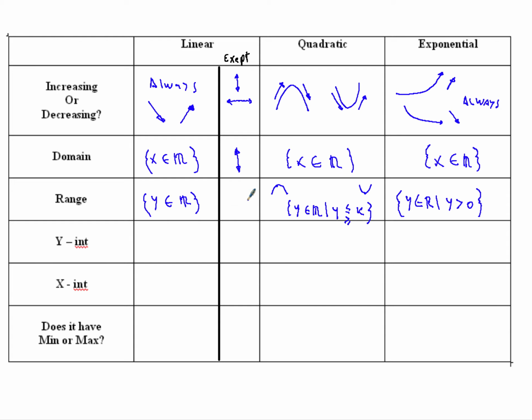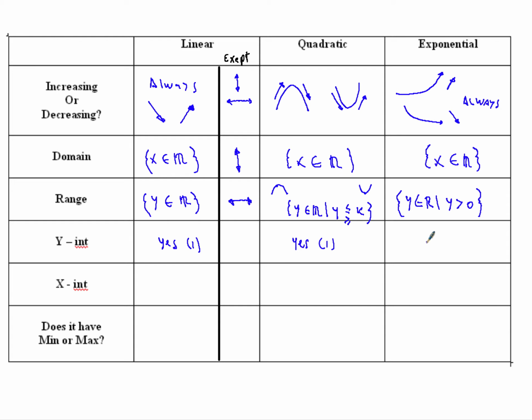Which was the exception? The horizontal line. The horizontal line has only one number for range. Okay, y-intercepts. Does this line have a y-intercept? Yes, it has one. Only one of them. And there's one exception. Which one's this? And does this have a y-intercept? Yes. It has one y-intercept.